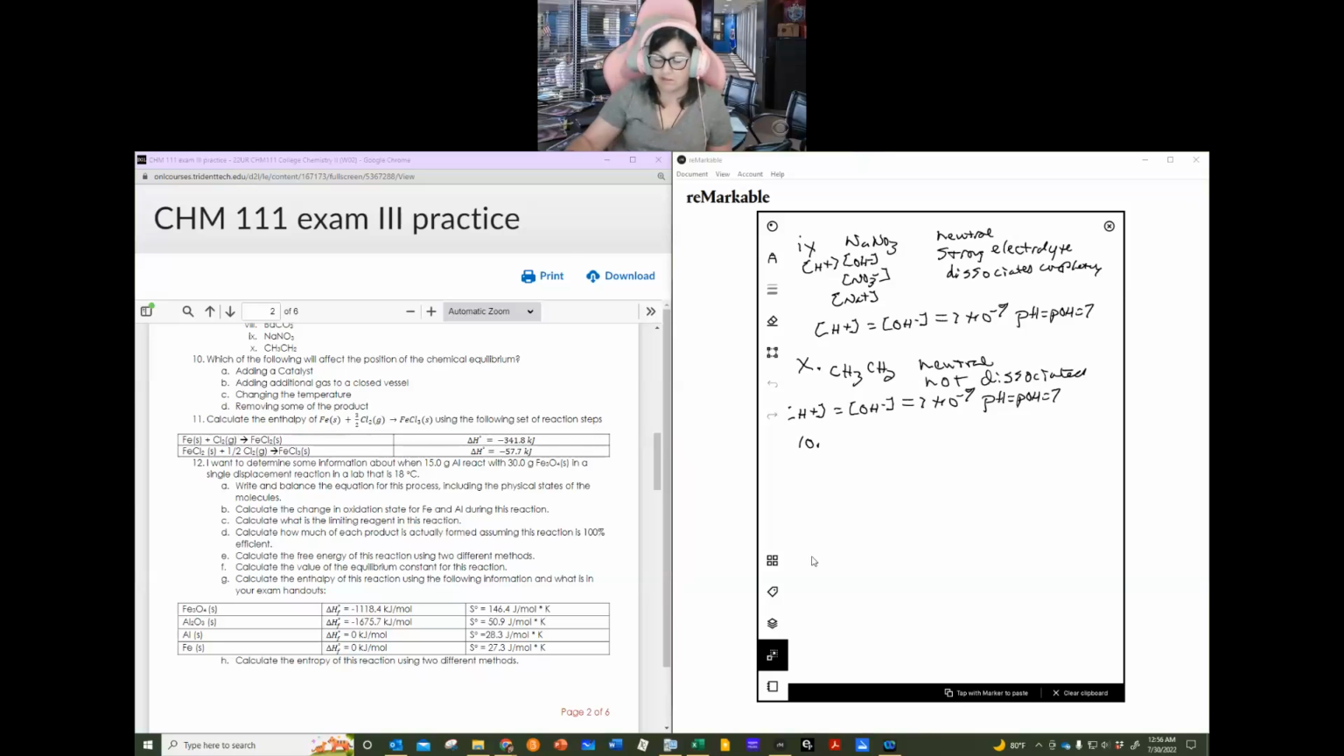And now, for question 10. Which of the following will affect the position of a chemical equilibrium?